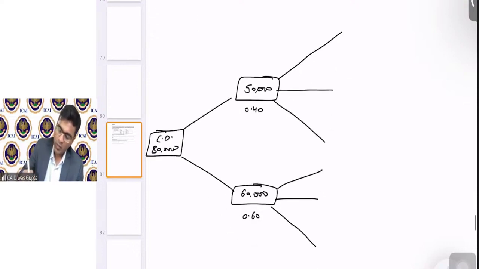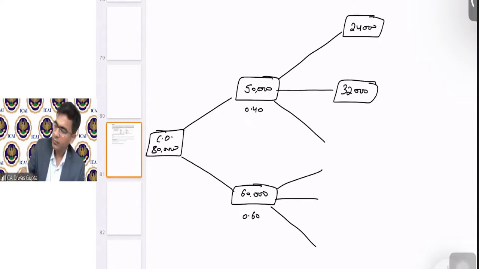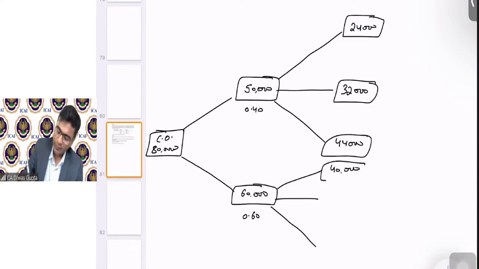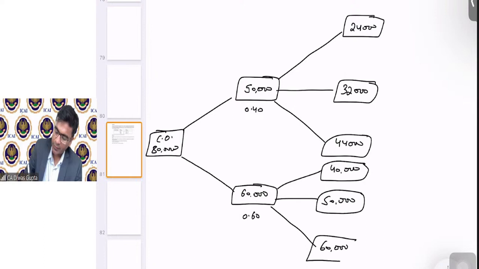What are they? 24,000, 32,000, and 44,000. Here, 40,000, 50,000, and 60,000.